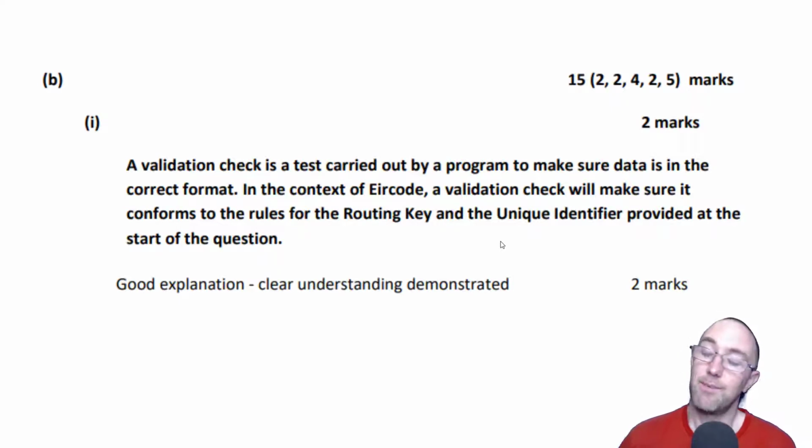So there's the marking scheme. It's saying a validation check is carried out by a program to make sure that the data is in the correct format. Could be like it's checking there's a .com in a website, or a .ie or a .something, and probably not emojis. In the context of an error code, a validation check will make sure it conforms. Now look, that's a bit of a mouthful there. Conforms to the rules of the routing key and the unique identifier provided at the start of the question.